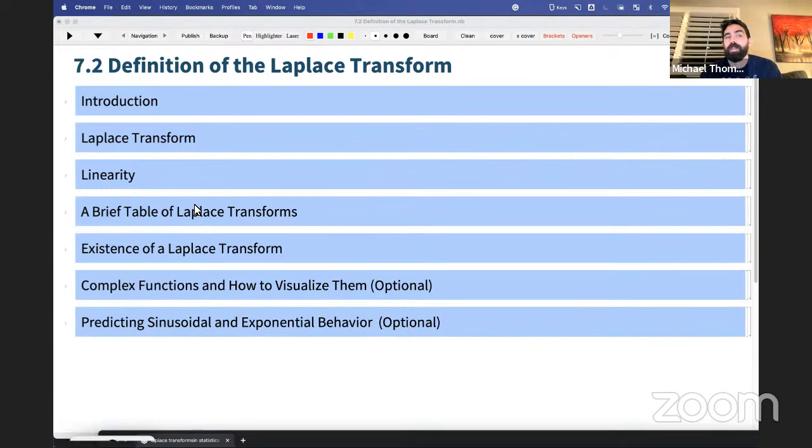So what we're going to do is discuss what a complex function is, because that's what a transform is. It's a complex function. The S domain takes in complex numbers and outputs complex numbers. And then I'll show you how you can use the transform to predict sinusoidal and exponential behavior. In particular, we can use it on the mass spring system to predict the different types of motions: critically damped, overdamped, underdamped, and harmonic motion.